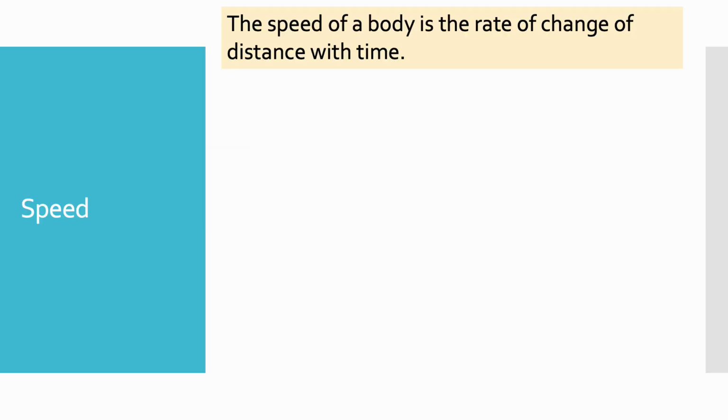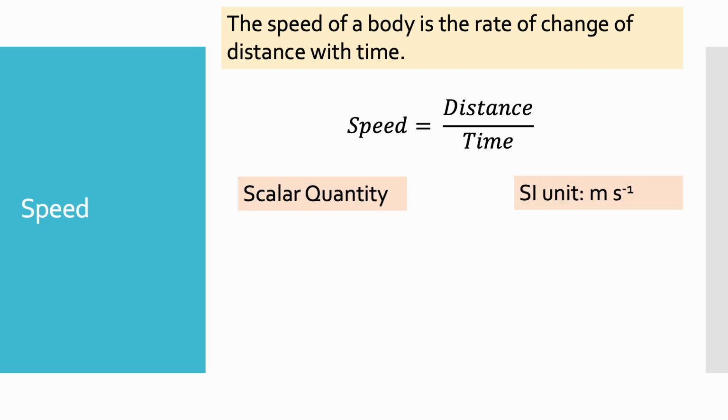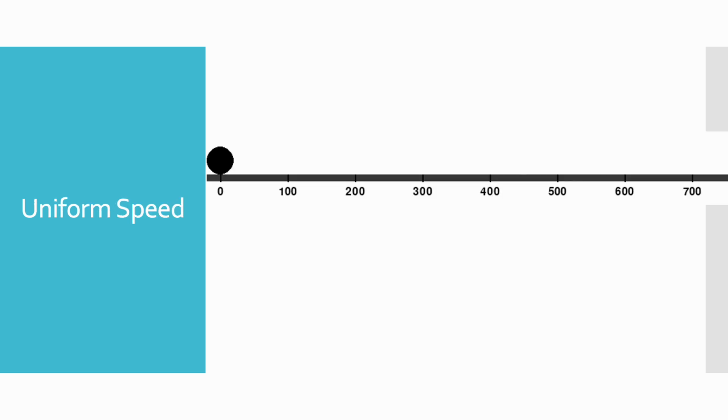Speed is the rate at which a body covers distance over time. It's a scalar quantity. Speed is equal to distance divided by time. This is the formula. The SI unit is meters per second. The CGS, centimeter gram second, unit is centimeters per second.